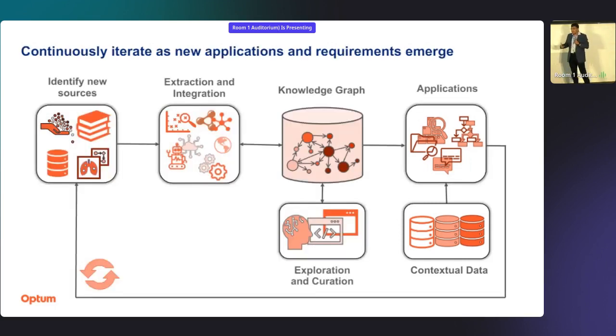And this is an iterative process. A lot of times people forget that once you have developed the knowledge graph, it's done and dusted. And that is not the case because knowledge is ever changing. Requirements may emerge. New applications may need to be developed using a knowledge graph. So this is an iterative process which will require you to go back to the drawing board several times during a year.